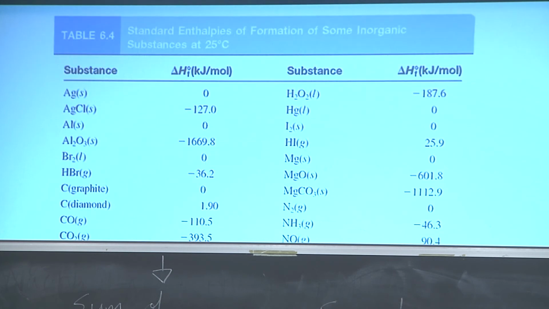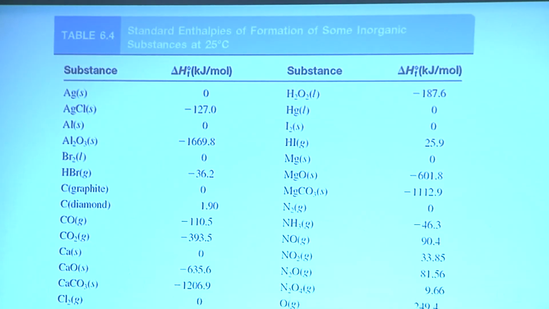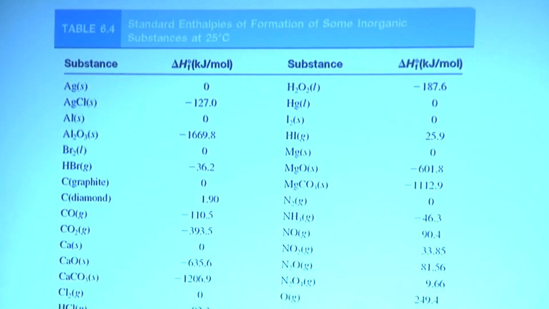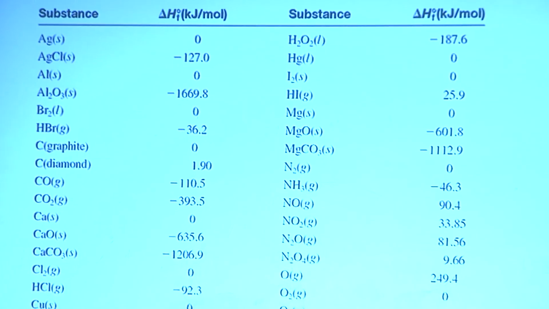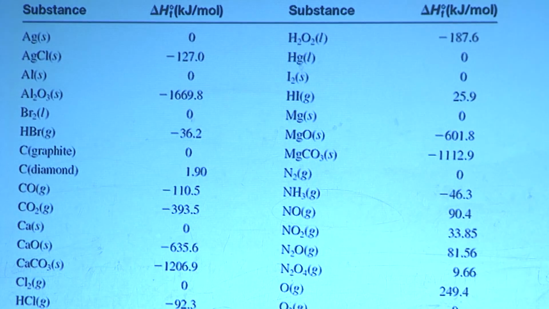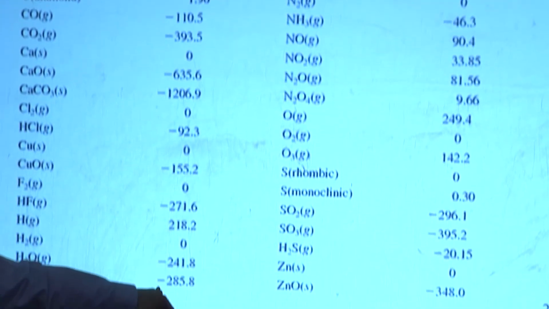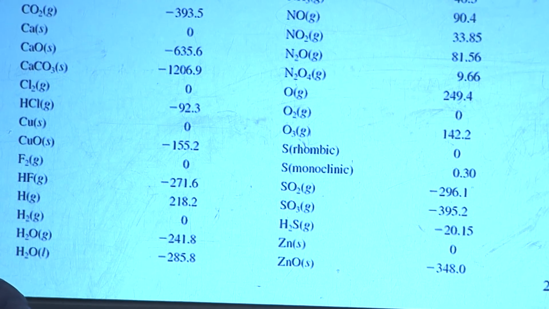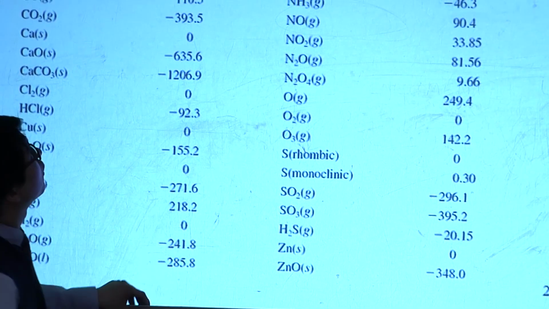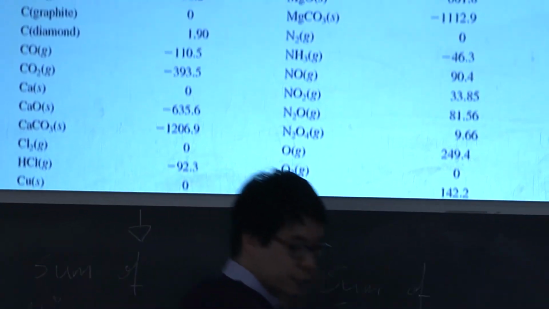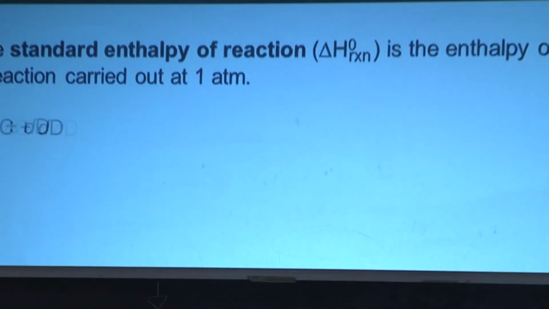And if I go back and look at this table over here, you can't really see it very well, but either the table will be given to you or the values will be given to you, right? You don't have to memorize these. It's going to be negative 285.8 kilojoules per mole.